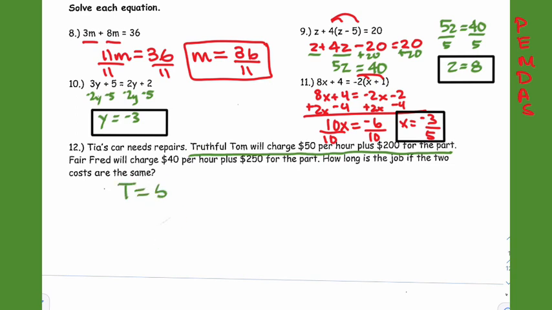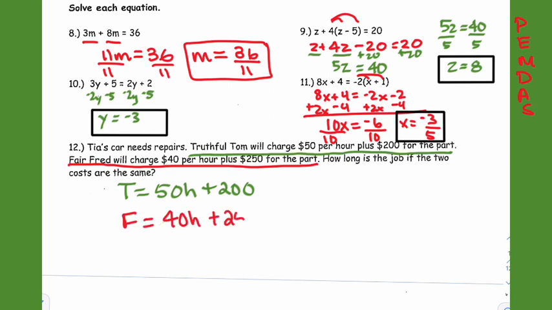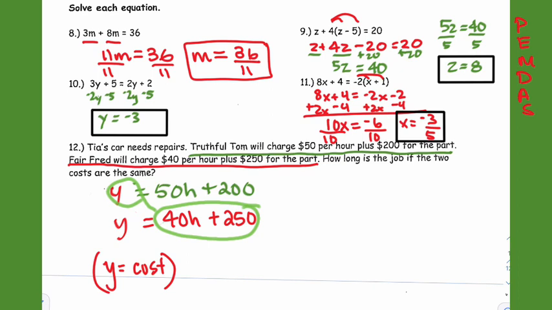So we have Truthful Tom will charge $50 an hour plus $200 for a part to fix Tia's car, where Fair Fred will charge $40 an hour plus $250 for that part, right? Because T is the cost for Truthful Tom, and F is the cost for Fair Fred, we technically know that these are both y equals because y is always the cost. And because of that, we can substitute one value in for the other to see when they would be the same, right? So I go ahead and set them equal to each other and solve for how many hours it will take.